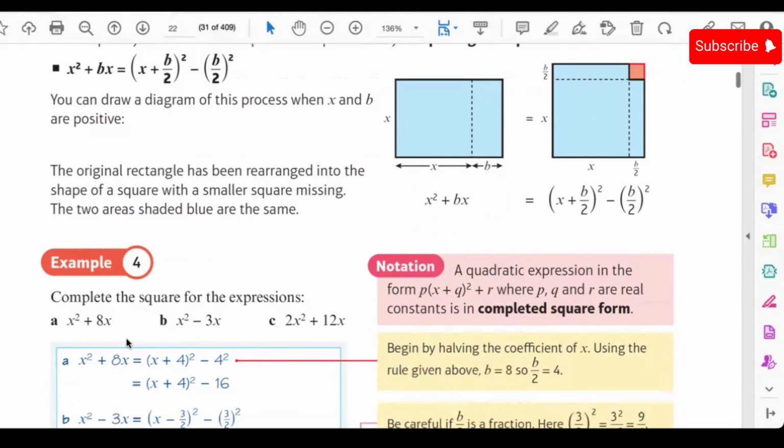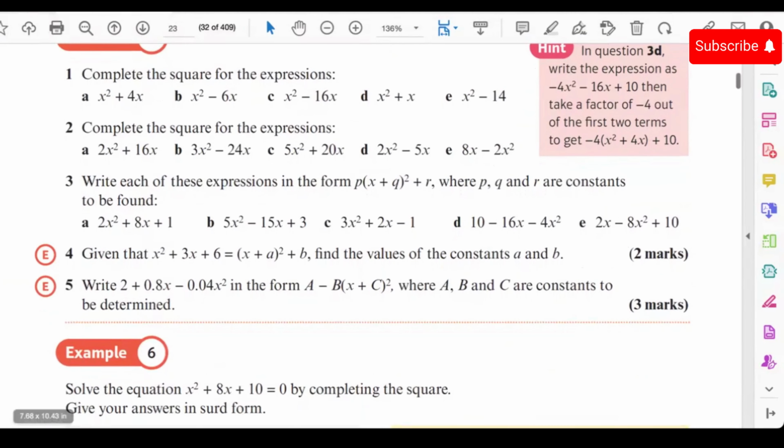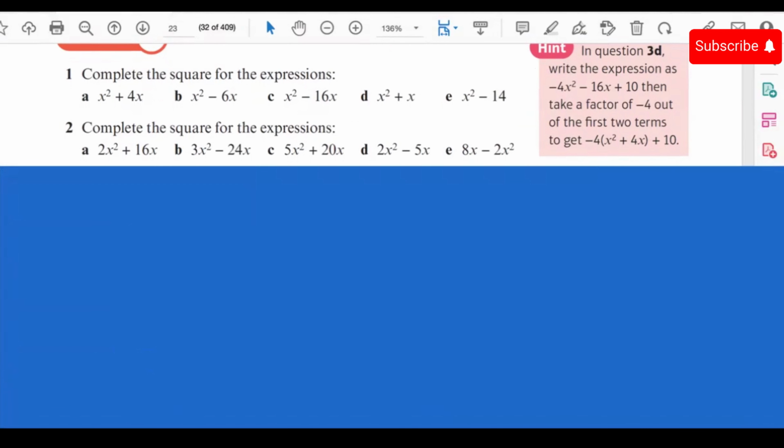So now let's go to the exercise and try a few questions over here. Our first exercise is actually about algebraic expressions. So we solve a few algebraic expressions as well, and we will do this very quickly. Then we will go toward the equations. We can also convert them into equations as well.